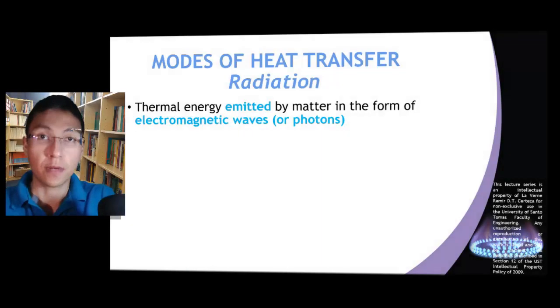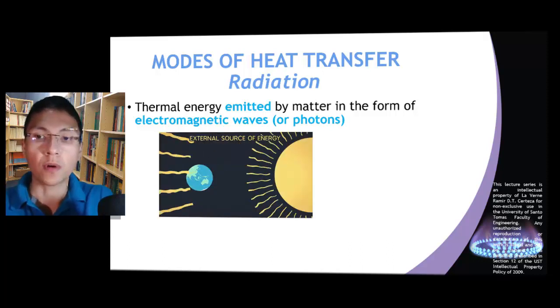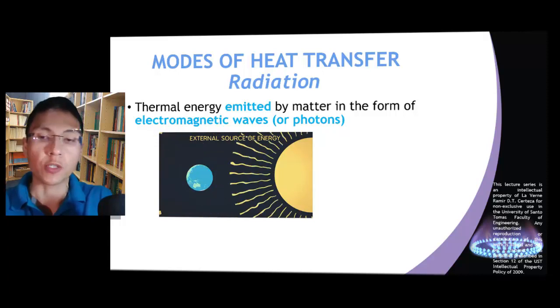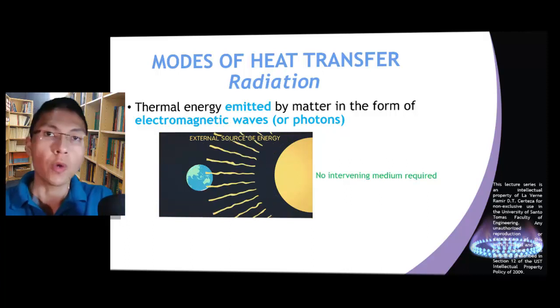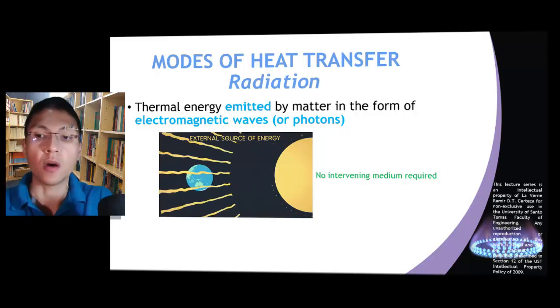The last mode of heat transfer is called radiation, or thermal radiation to be exact. From our previous discussion, we said that thermal radiation occurs when thermal energy is emitted by an object in the form of electromagnetic waves. The most common form of thermal radiation that we are all familiar with is solar radiation. Now, unlike conduction and convection, no intervening medium is required for thermal energy to be emitted by an object and for it to travel from one point to another.